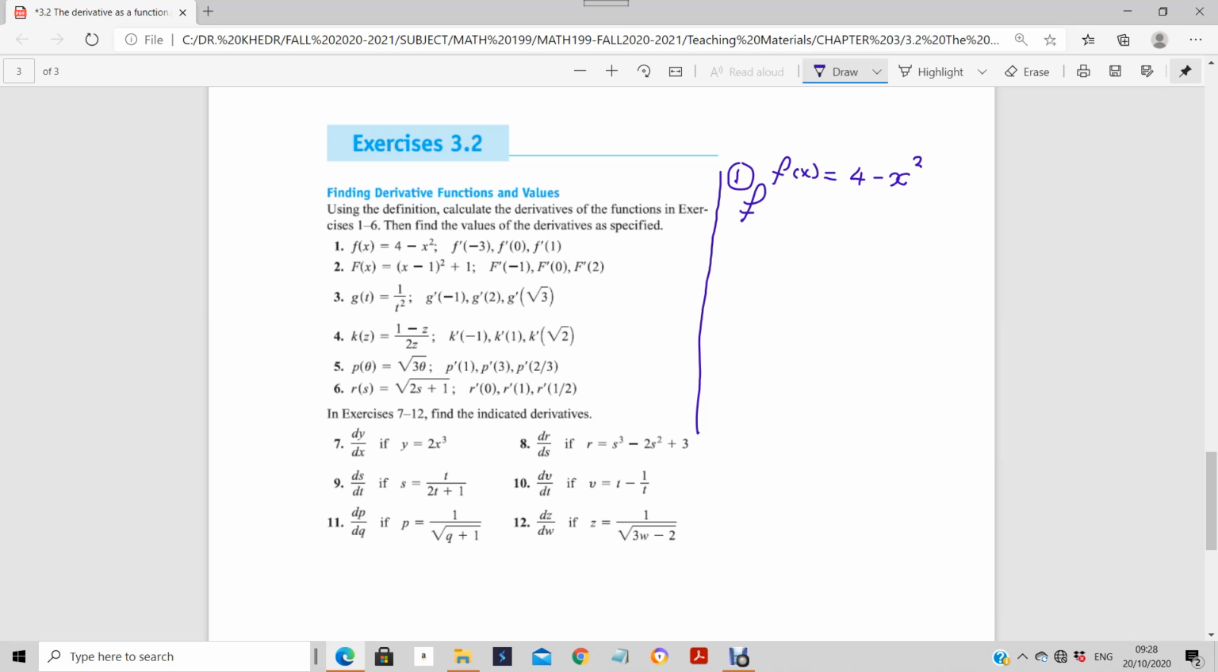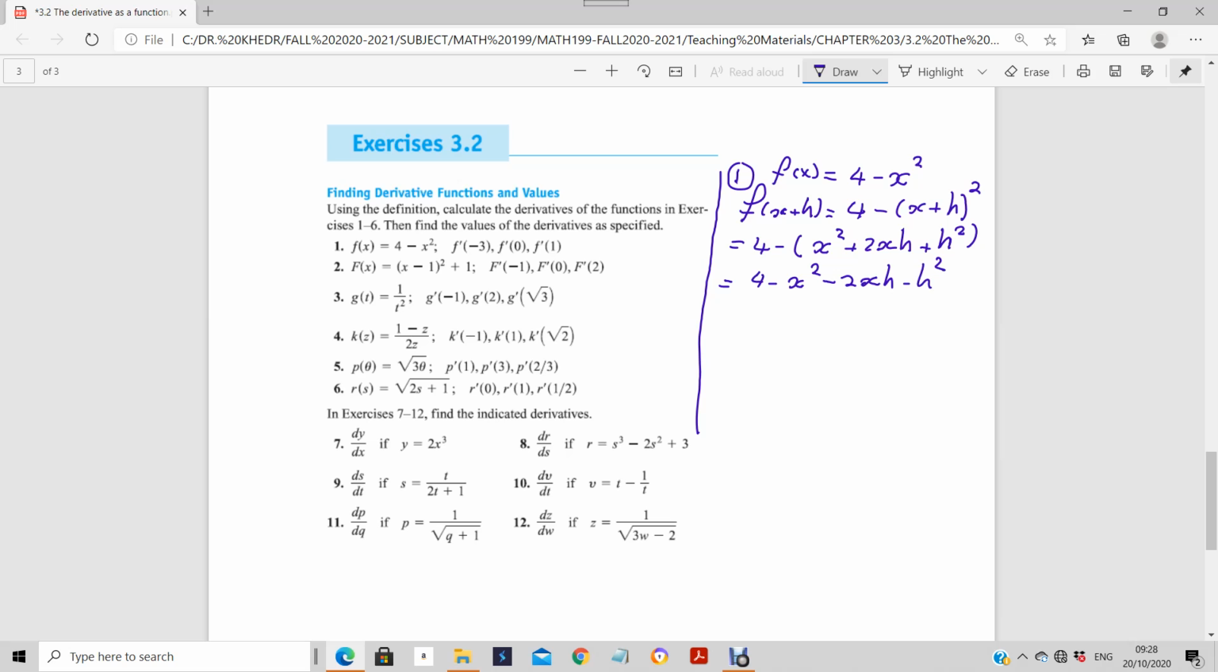And f of x plus h, we need to find it to use the definition. So it's 4 minus, instead of x, I'm going to substitute x plus h, and don't forget the square. You have to expand this bracket. Then we'll have x squared plus 2xh plus h squared, and then multiply the bracket by the negative sign. You will get 4 minus x squared minus 2xh minus h squared.